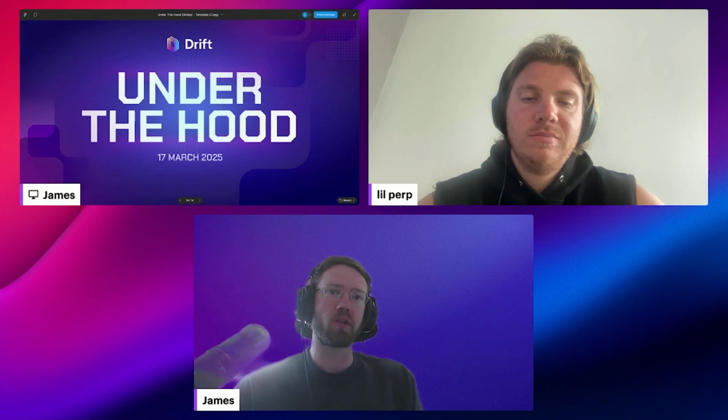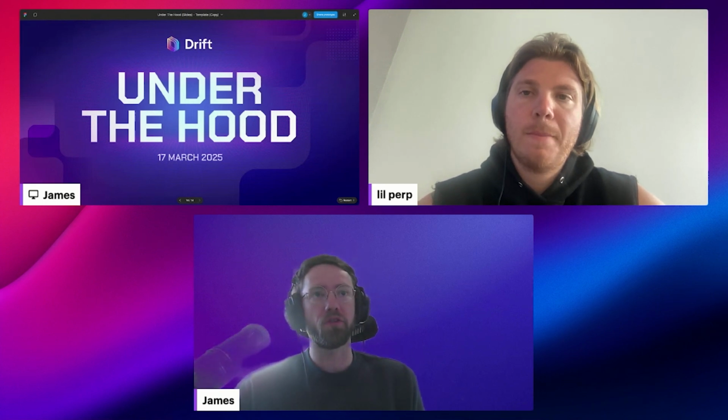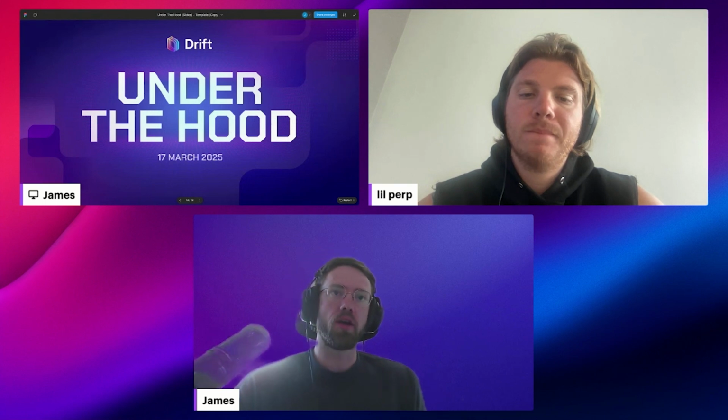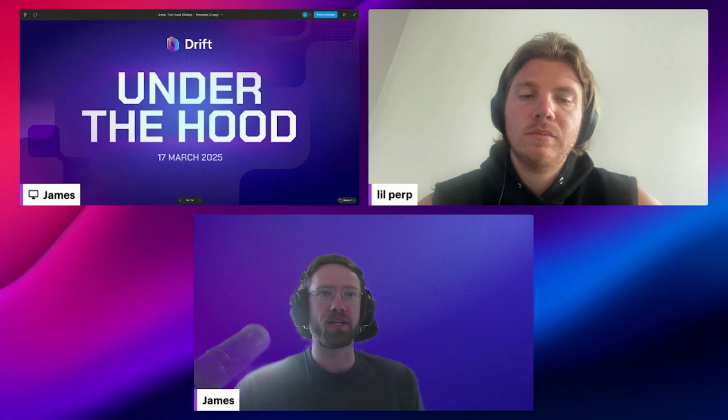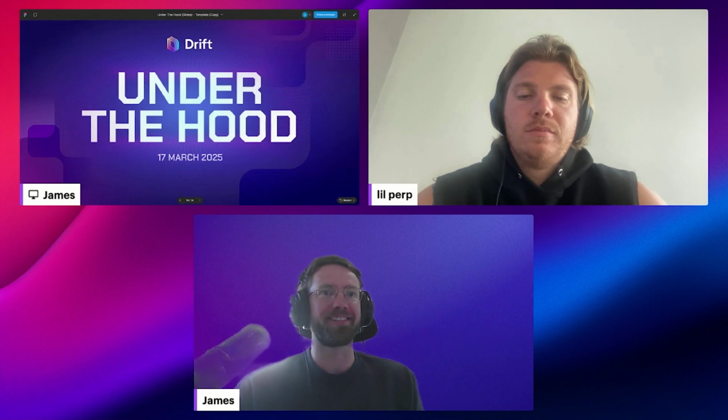Separately, we're also looking at expanding fuel across our borrow lend. If you're a Drift user, you'll know that Drift is both a borrow lend and a perp dex, as well as other things. So we're looking at expanding how we can reward certain activities across the borrow lend.